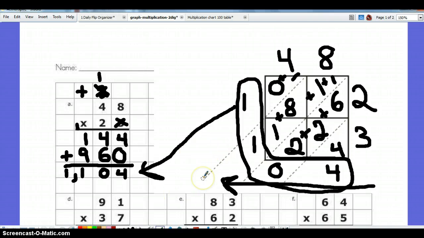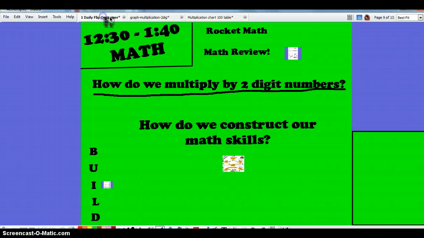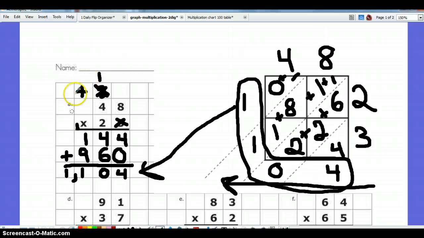Those are the 2 ways to multiply, and those are the ways we've been teaching the students as well as the multiplication chart. So our main question, how do we multiply by two-digit numbers? Well, you can either use place value by dropping the egg, or the lattice method by using repeated addition.